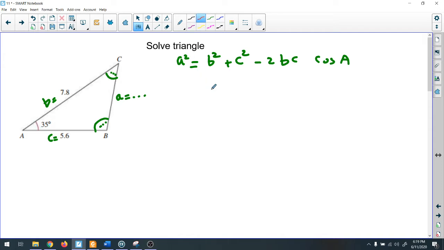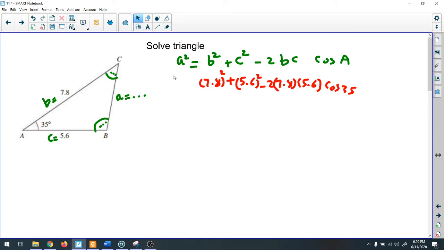Now we're going to plug in all the values that we have. So b squared is 7.8 squared, plus c is 5.6 squared, minus 2 times 7.8 times 5.6 times cosine of 35, because A is 35, so it's cosine of 35 degrees. Okay, so that's what we have now.